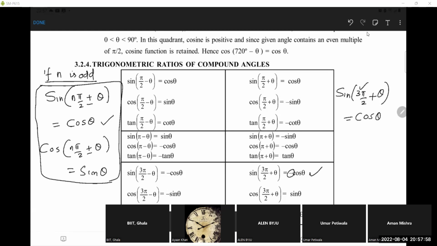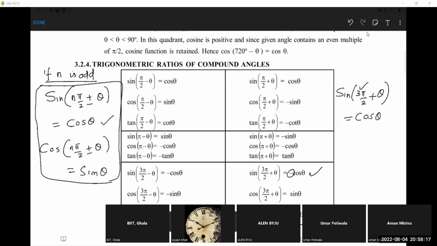But remember, if it is an odd number, n pi by 2 plus or minus theta will give the complement. Sine's complementary will be cos. Tan's complementary will be cot. Sec's complementary will be cosec.